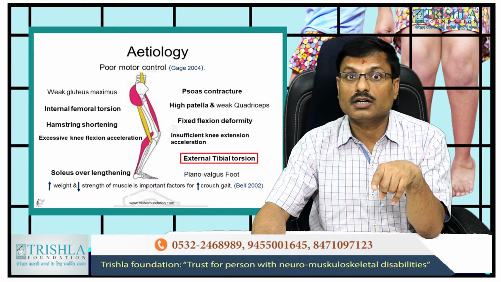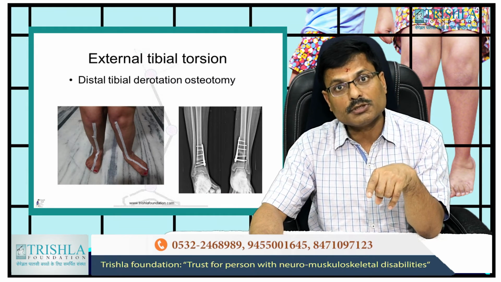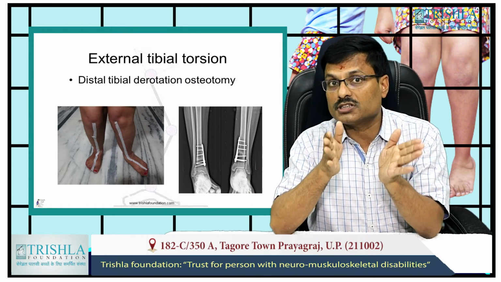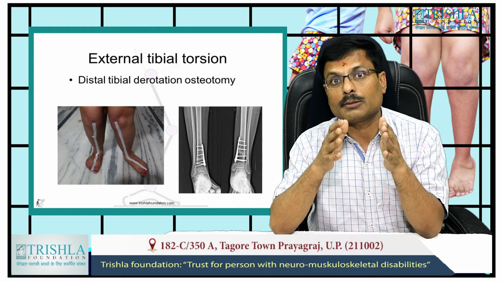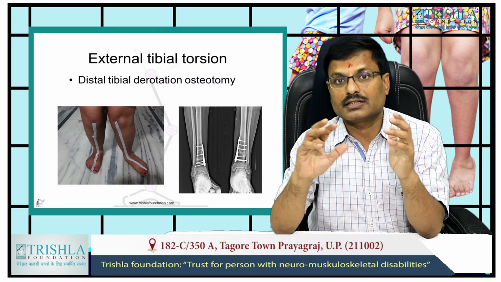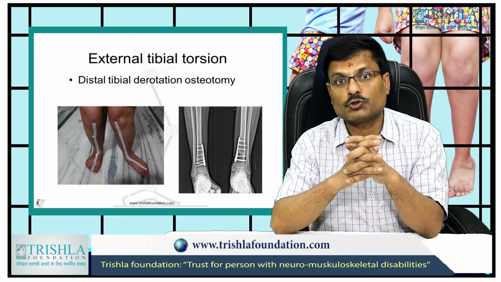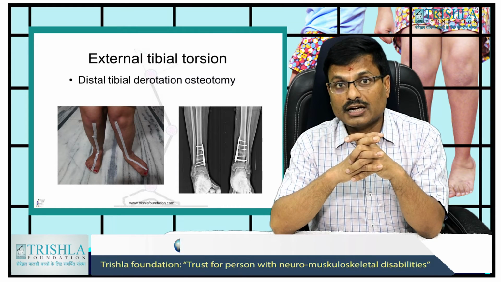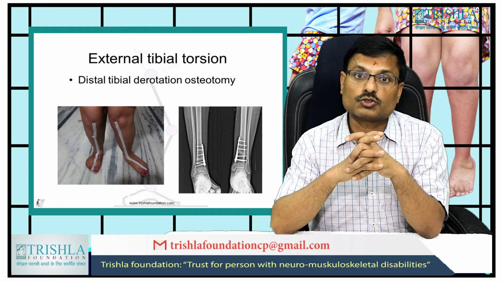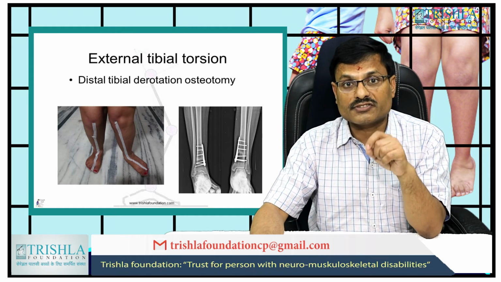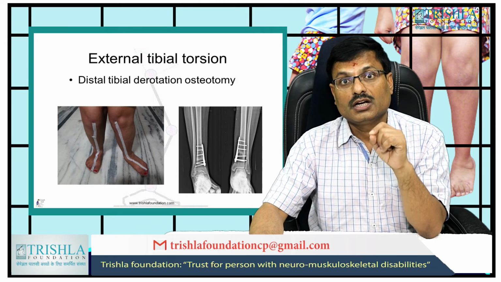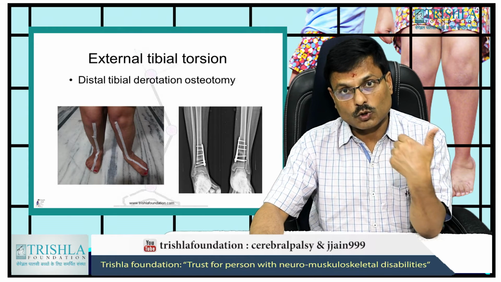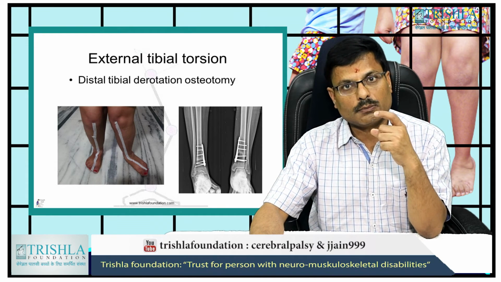And now come to the external tibial torsion. External tibial torsion means whenever the child is standing, the foot is going outside, and that is because the leg bone is rotated outside from the distal portion. That means the muscle will not work properly, so that they have to walk in a crouch gait. So they require surgical intervention to correct that deformity, and the surgical intervention will need cutting of the bone distally in the tibia, derotating it internally, and fixing it with plating.